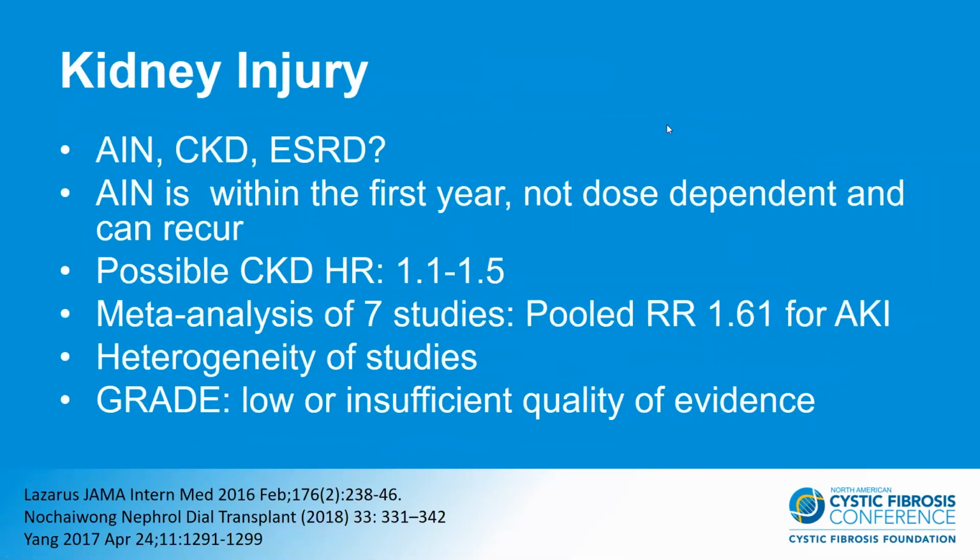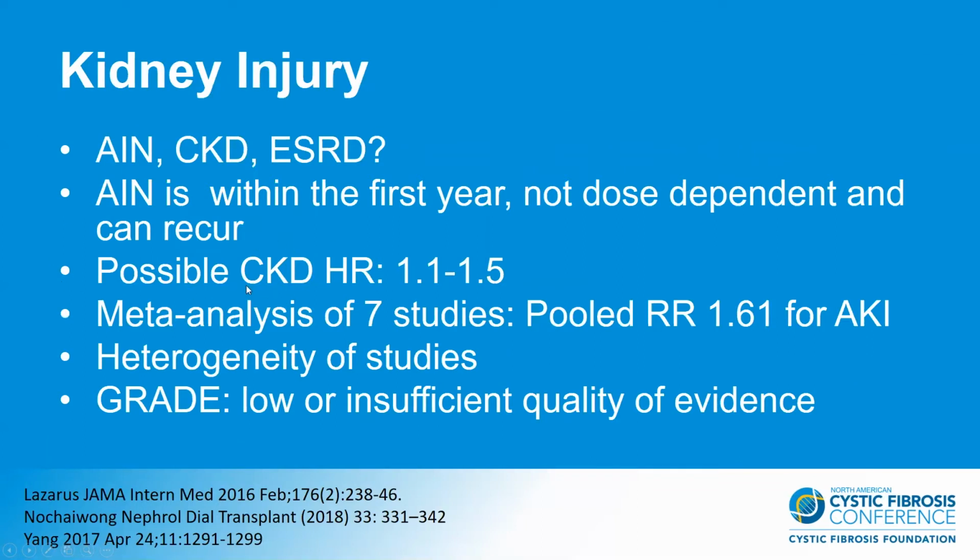What about kidney injury? Well, there are definitely a number of case reports that indicate acute interstitial nephritis has been described with PPI use. It's an idiosyncratic and all-class drug effect. Chronic kidney disease and end-stage renal disease, acute kidney failure, these are all as well described. Acute interstitial nephritis is usually within the first year and not dose dependent and can recur.